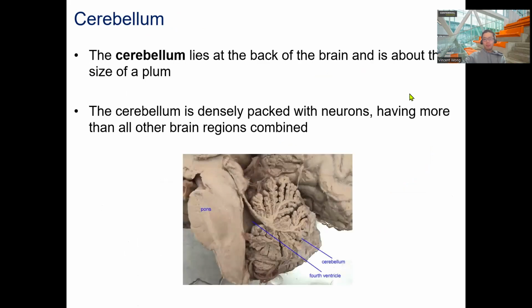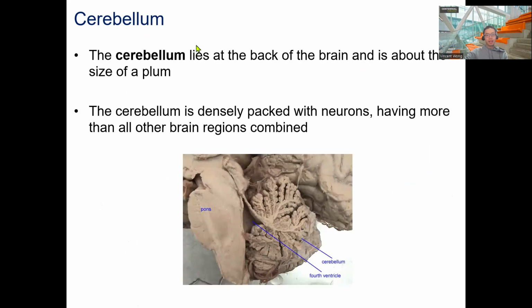Okay, moving on, we have the cerebellum. The cerebellum is at the back, and this is the actual color, kind of beige, brownish. We've got the pons right here, the medulla oblongata here, and of course you can see the fourth ventricle here. All the goodies. The cerebellum is not too big, about the size of a decent plum, or the size of your fist, and it sits right there at the back. It's densely packed with neurons. It has more neuronal connections in the cerebellum alone than in the rest of the brain combined. So what does it do?